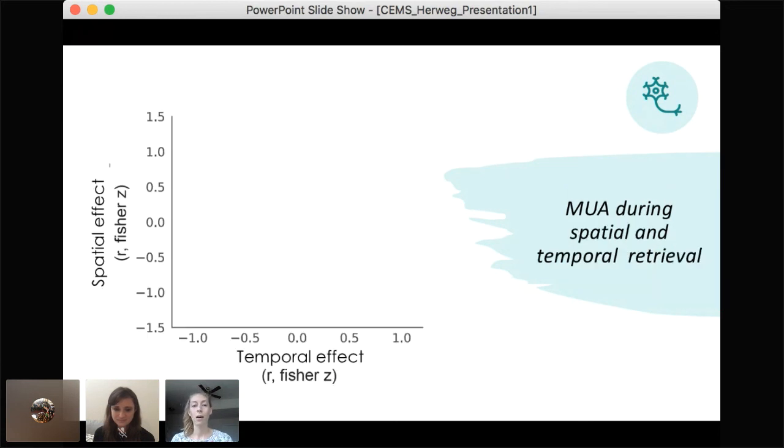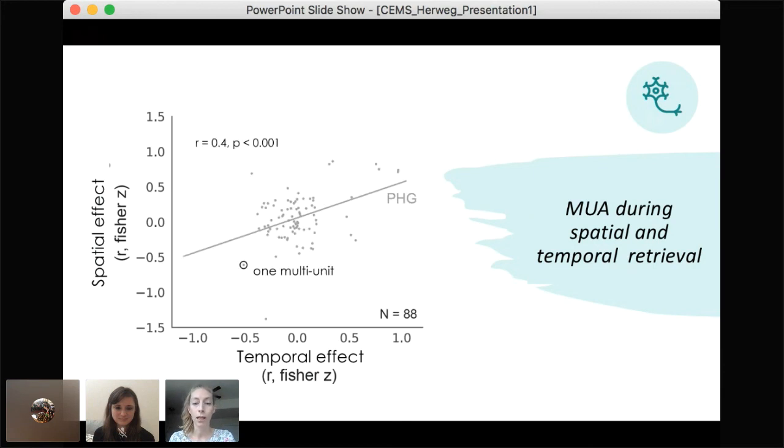And then next, we wanted to know whether the effect that a given unit shows for spatial context encoding or retrieval is related to that same unit's effect for temporal context retrieval, plotted here on the y and the x-axis. And we did find an effect only in the perihippocampal gyrus and only during retrieval.